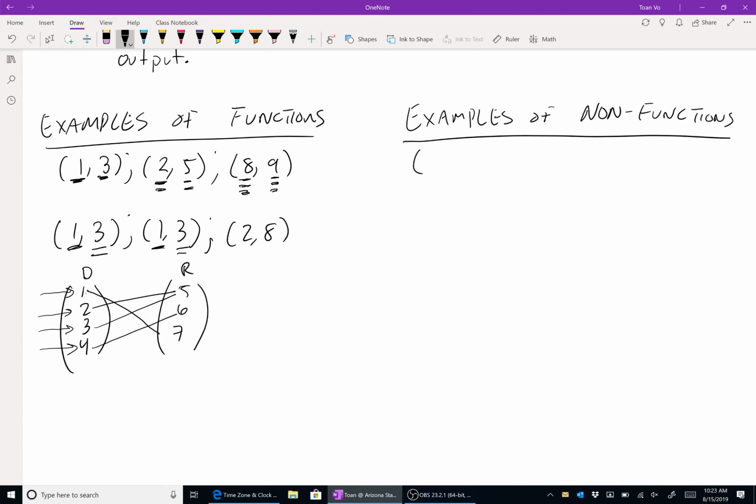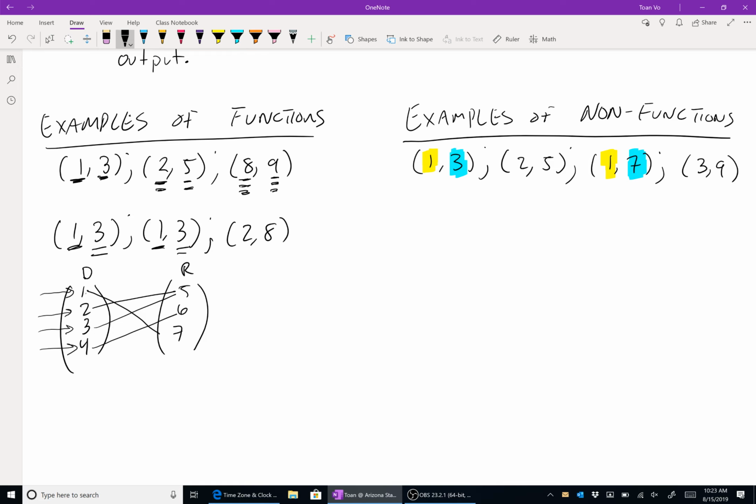So what if I give you a whole bunch of ordered pairs, say (1, 3), (2, 5), (1, 7), (3, 9). This would not be a function because here we have the same input having two separate outputs. So this violates the definition. I would say not a function.